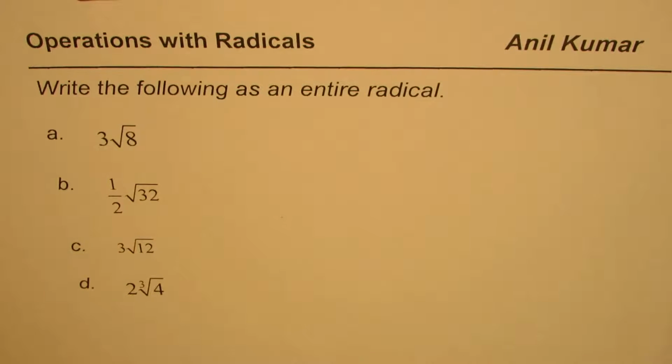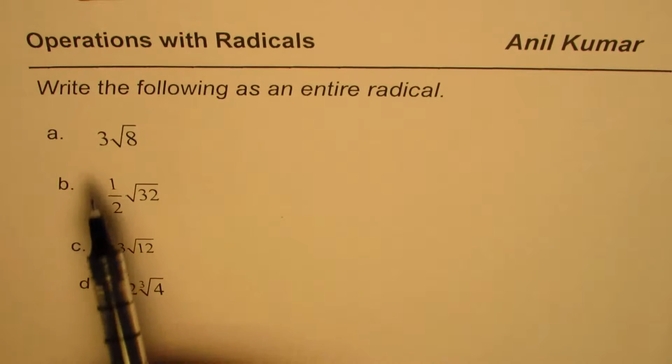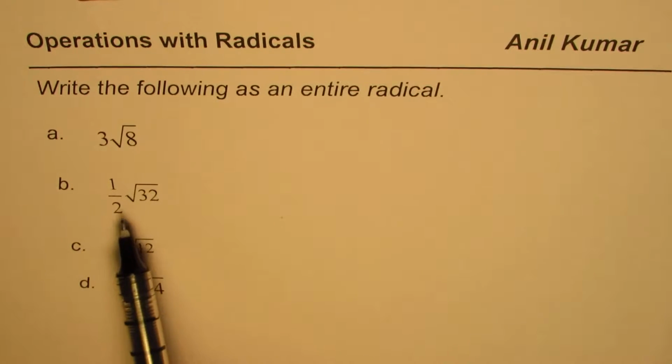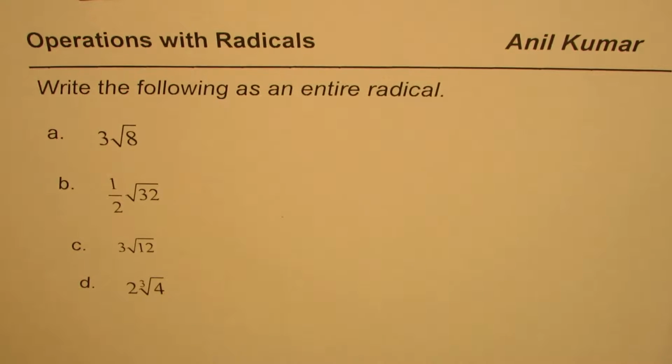The question is, write the following as an entire radical. Four examples are here: 3 square root of 8, half square root of 32, 3 square root of 12, 2 cube root of 4. Now let us see how to write them as entire radical.